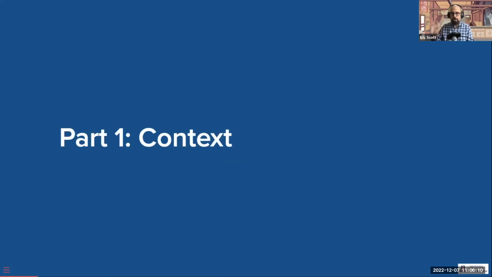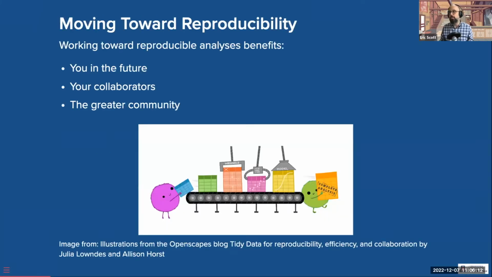Okay, so part one, some context. Why would you maybe want to use targets? Moving towards reproducibility is something we talk a lot about in our group. And we say moving towards reproducibility because it's not really an end goal, it's not all or nothing. Every little bit of making your analyses more reproducible gives you some benefits.